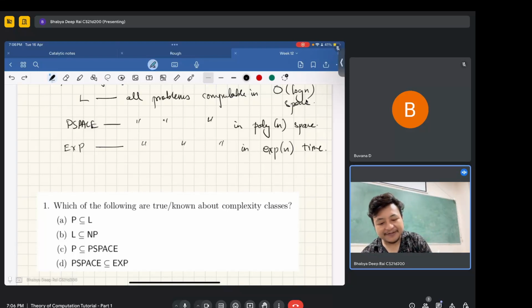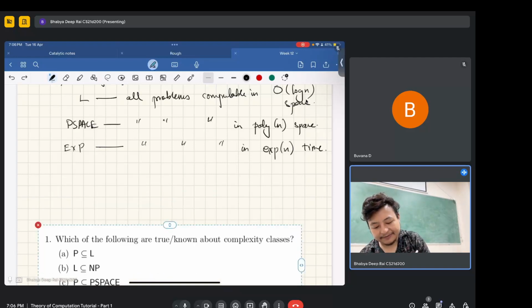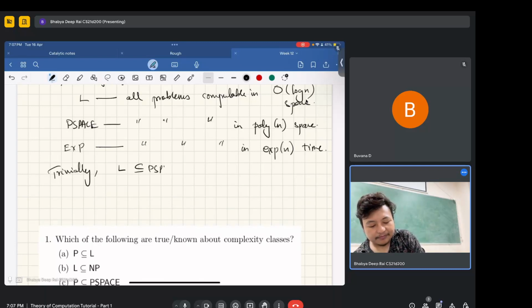So trivially, what can we say? L is contained in PSPACE. Obviously, if you can solve it in log n amount of space, you can obviously solve it in a polynomial amount of space. Given a polynomial size tape in the Turing machine, we'll just use order log n number of cells, and we'll be done. This is trivial.